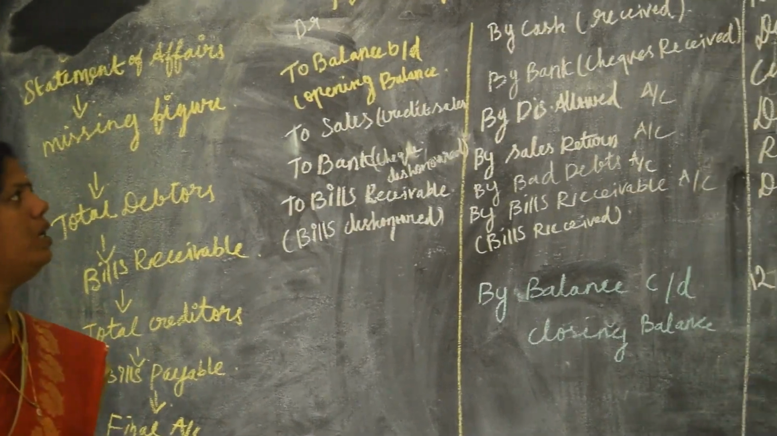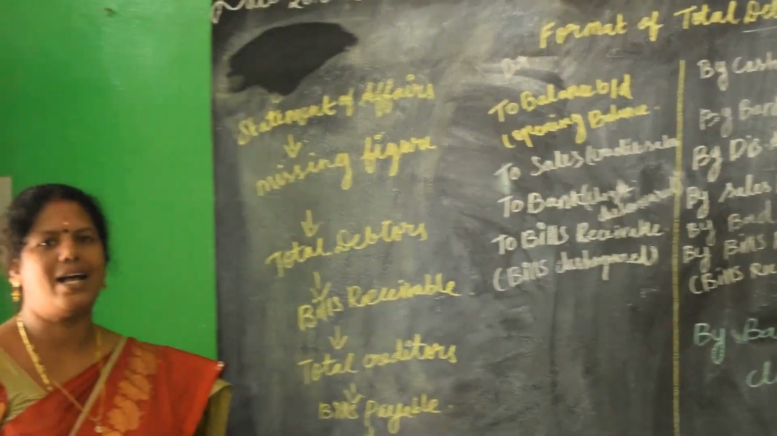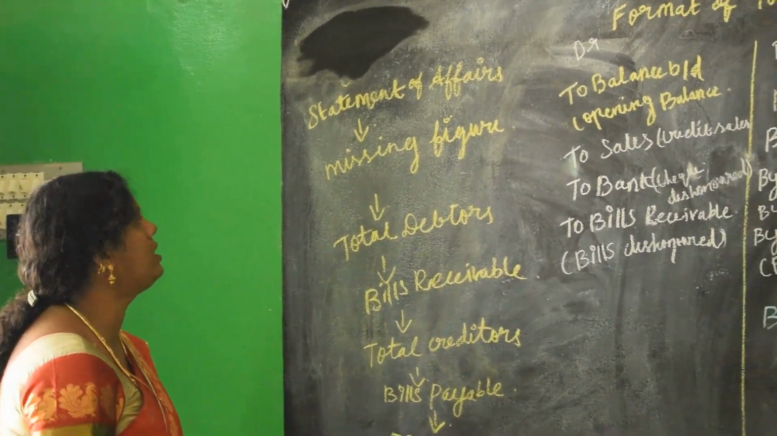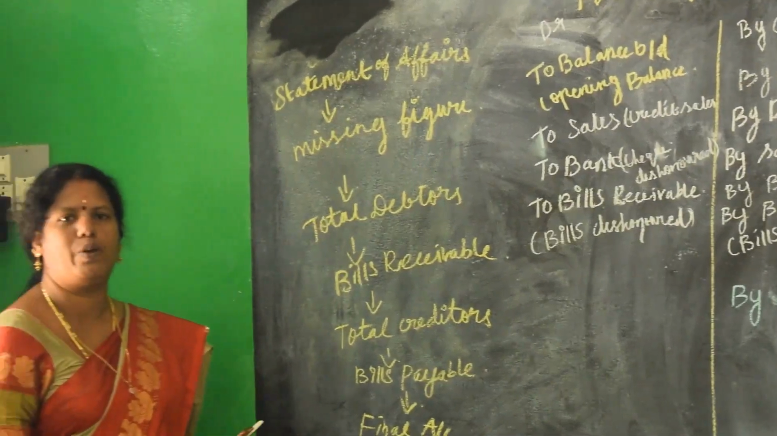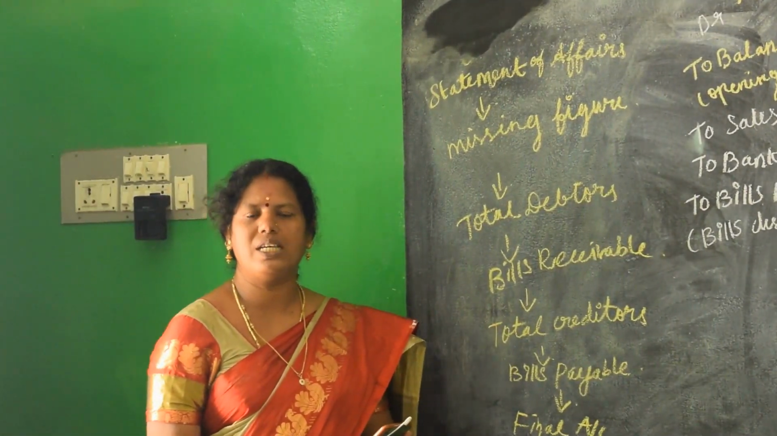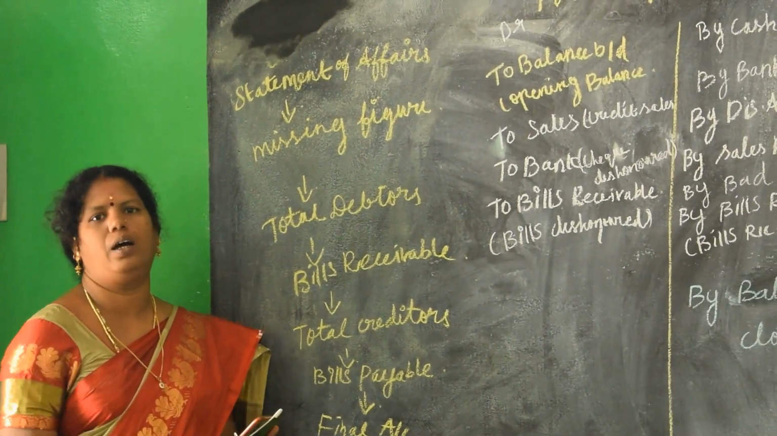We will continue with chapter 1, accounts from incomplete records. In the last two sessions, we have dealt with the statement of affairs: why we are preparing the statement of affairs, what is meant by it, and what is the need to prepare it. The first 9 problems deal with that concept.